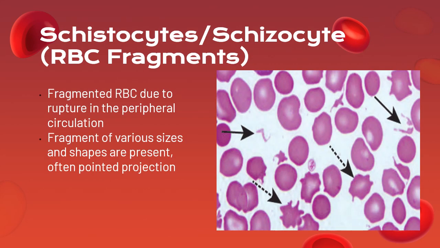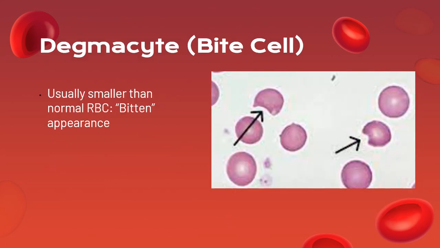Schistocyte. Schistocytes or schizocytes are RBC fragments. These are fragmented RBCs due to rupture in the peripheral circulation. When it bursts inside the blood, the fragments left behind are what we call schistocytes. Fragments of various sizes and shapes are present, often with pointed projections. So, it is deformed. Degmacyte or bite cell. They are usually smaller than normal RBCs with a bitten appearance, as if a part has been bitten.